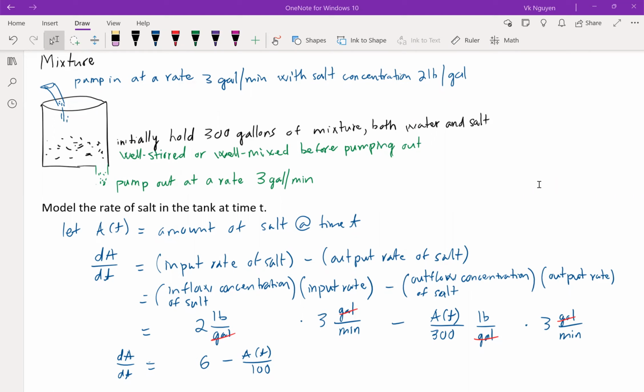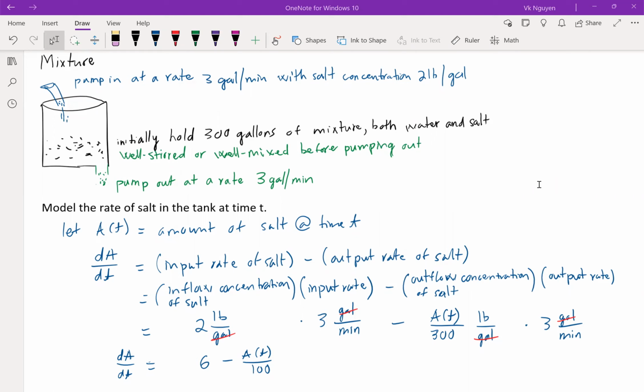Last example, mixture. A tank initially holds 300 gallons of mixture, both water and salt. We pump in both water and salt at a rate of 3 gallons per minute with salt concentration of 2 pounds per gallon. Then we stir well, mix before pumping out at a rate of 3 gallons per minute. Model the rate of salt in the tank at time t.